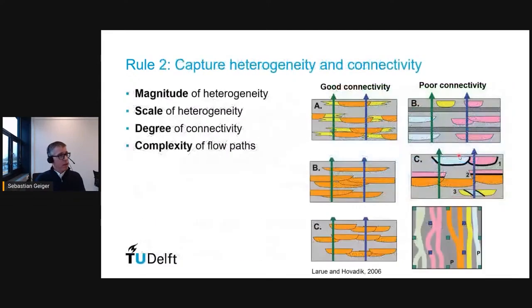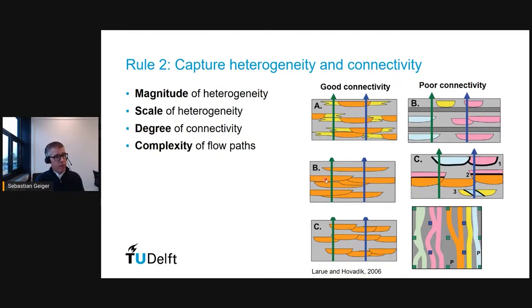The second rule is, when we build good reservoir models, we want to make sure they capture heterogeneity and connectivity. So we want to know what is the magnitude of heterogeneity, what's the range of minimum versus maximum permeability, what's the scale of heterogeneity, so at what scale does permeability start to change significantly. What's the degree of connectivity? So here you see, again, cross sections and map views of a fluvial system.